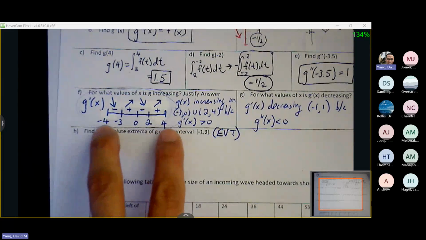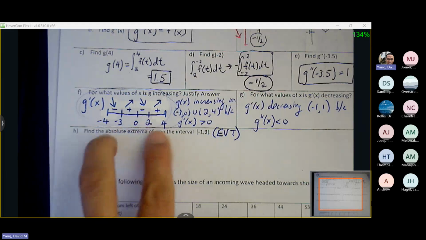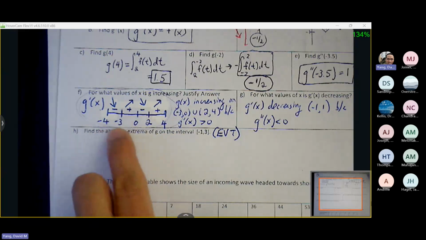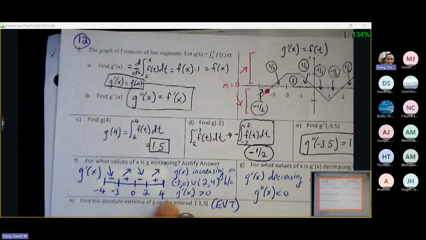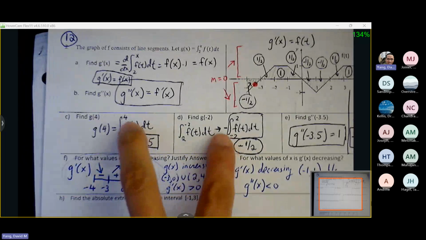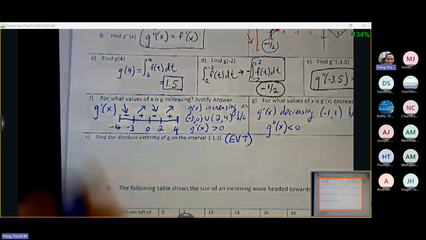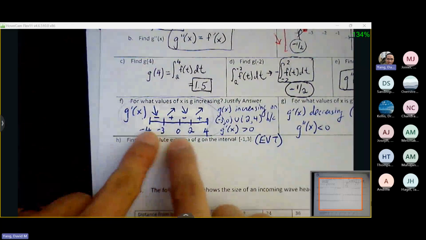So it looks like we're going to test 2 endpoints and all the critical points because these are all relative max and mins, and so these are all valid candidates for absolute max or absolute min. So we'll need to find G of -4, find G of -3, find G of 0, find G of 2, find G of 4. We have some of the data that we need from part C and D, but we need to gather more information. So we're going to test all these points here.